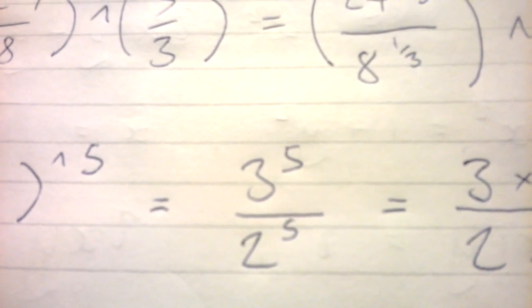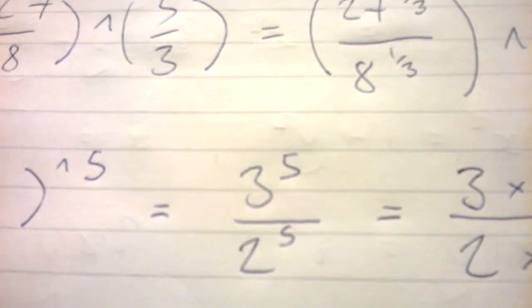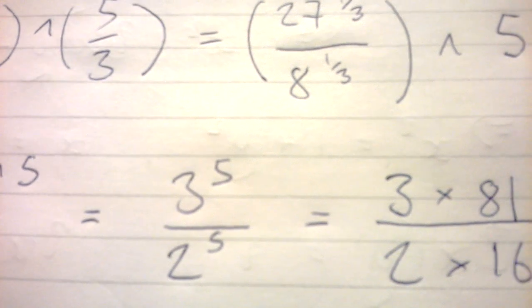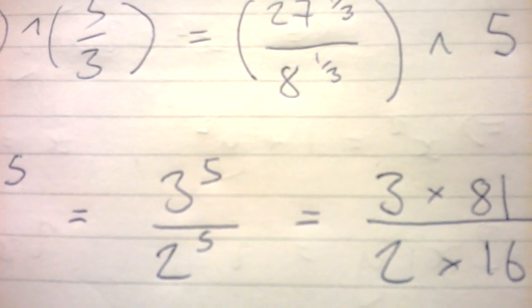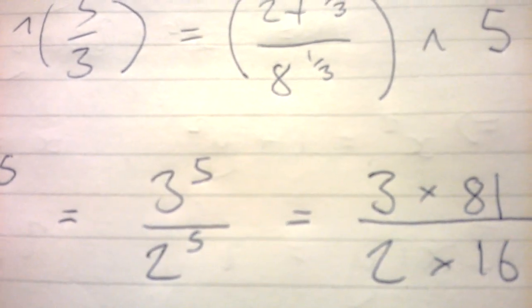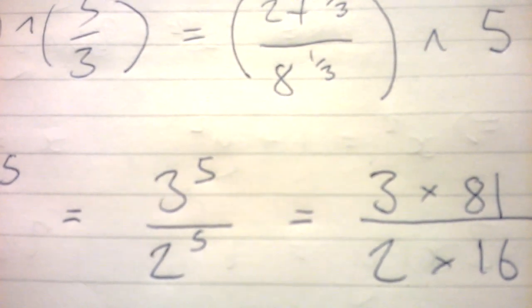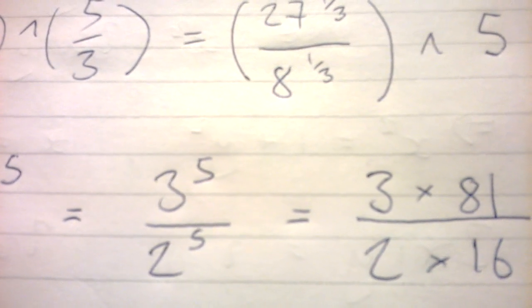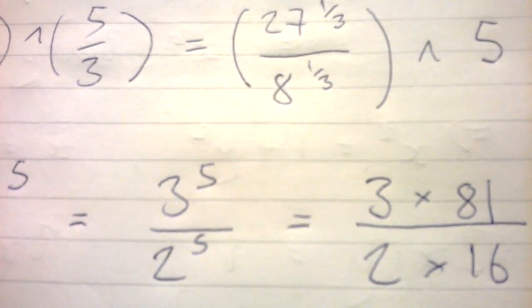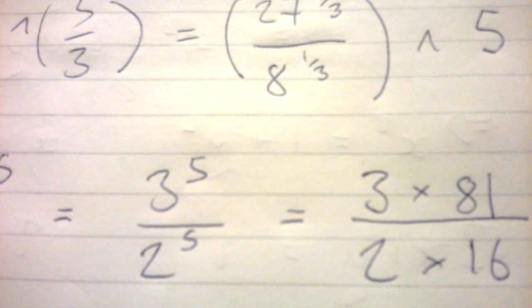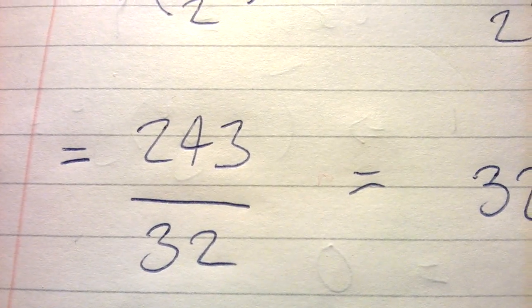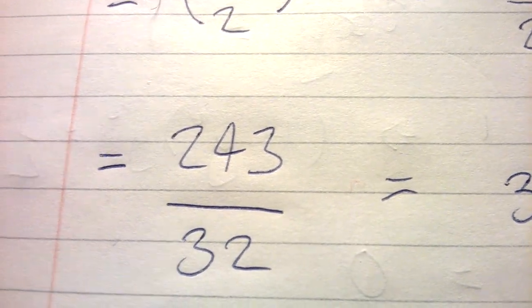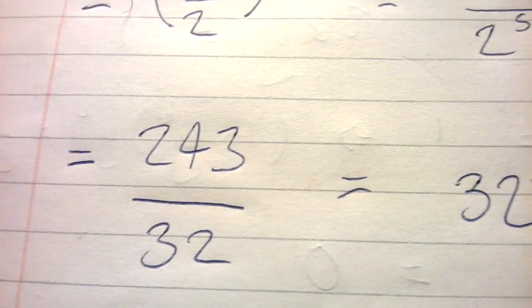Now I think most of us will remember from powers that with 3 to the 4, the best way of doing it is to remember that 9 times 9 is 81. So 3 to the power 4 is 81, and 3 to the power 5 is 3 times 81. And you know that 2 to the 4 is 4 times 4, which is 16, so 2 to the 5 is 2 times 16. So we've got 3 times 81 divided by 2 times 16. The 3 times 81 gives us 243, and 2 times 16 is 32.